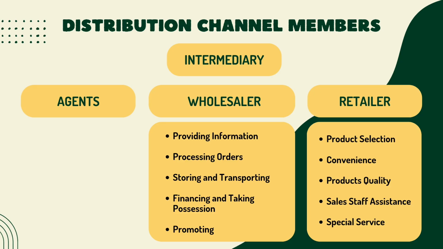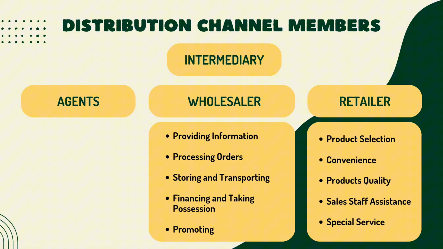Third is storing and transporting. It is maintaining warehouse and shipping capabilities. They keep products in warehouses and ship them to retailers. Fourth is financing and taking possession. It is accepting ownership of finished goods and extending credit to customers. They often buy the products from the manufacturer and give retailers time to pay. Lastly is promoting. It is advertising and selling to retailers and helping retailers promote to their consumers. They might advertise to retailers and help them promote products to customers.